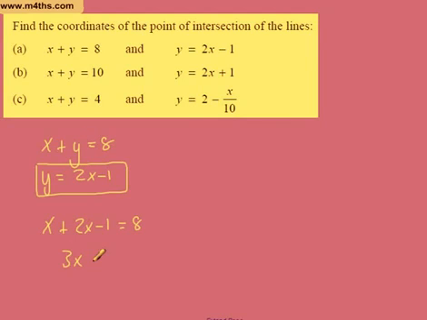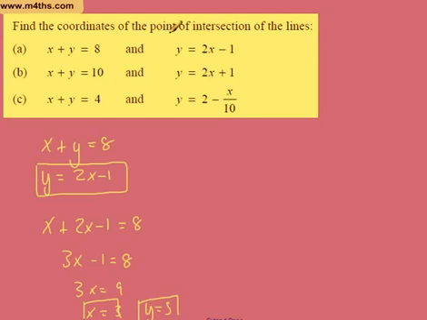So we end up with 3x minus 1 is equal to 8. 3x is equal to 9. And then x is equal to 3. And of course we can just put it back in here. 3 plus y is going to be 8, so y would equal 5. So this is called substitution. Now, the way they've presented this is that we're asked to find the coordinates of points where they intersect. Well, the x is going to be 3 and the y is going to be 5.